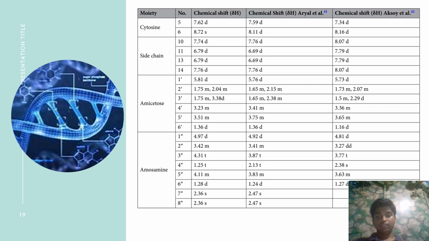This table presents specific chemical shift data for different moieties of a molecule, comparing values from three sources, which are an unnamed primary source and two other sources. Overall, this table allows a detailed comparison of chemical shift data between different studies, highlighting both consistencies and variation in the characterization of these molecules. The variation could be due to differences in experimental conditions, sample preparation, or data processing methods used by these different research groups.